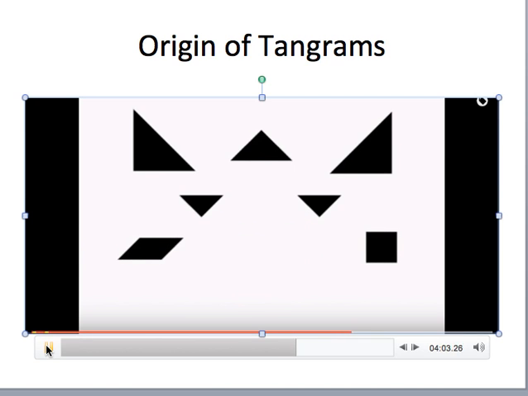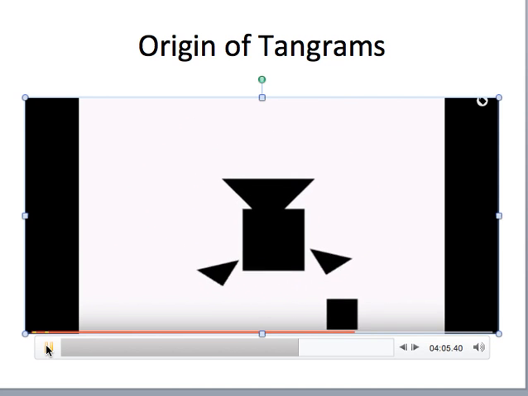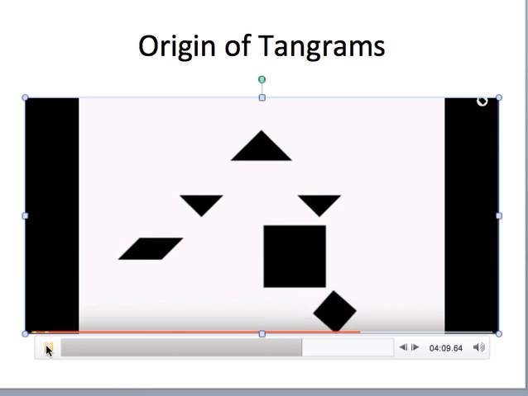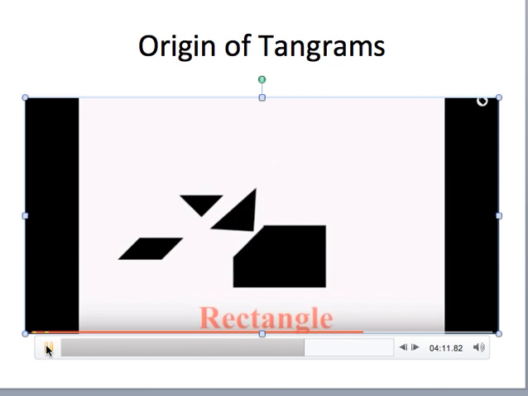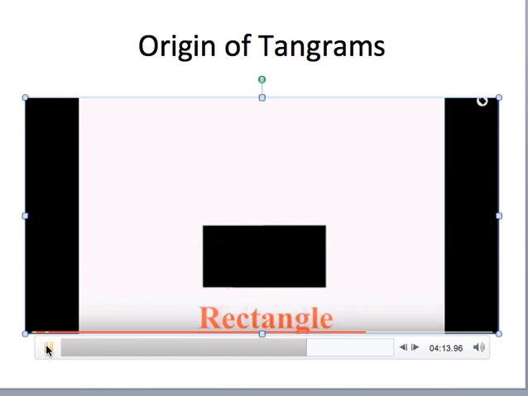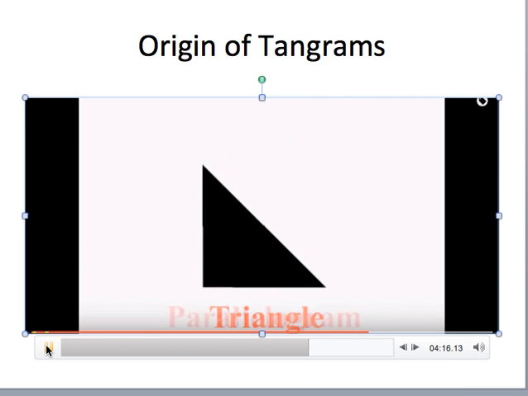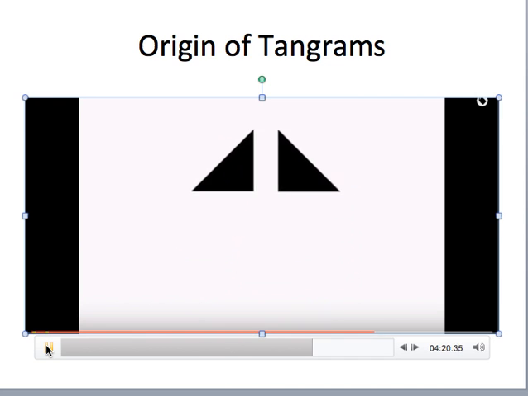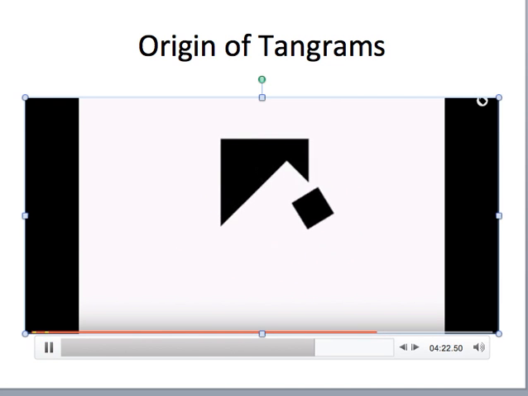The sage couldn't believe his eyes. He tried to arrange the pieces of glass to form the original square. First, he made a rectangle. He then made a triangle, and then a parallelogram, and finally a trapezoid. After many attempts, the sage finally arranged the 7 pieces in the shape of a square.